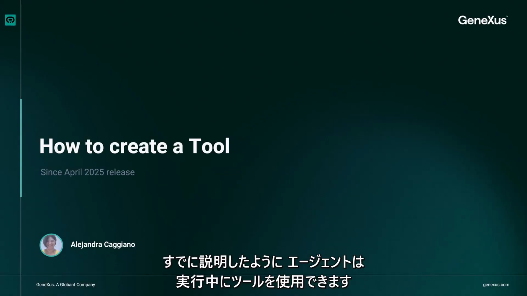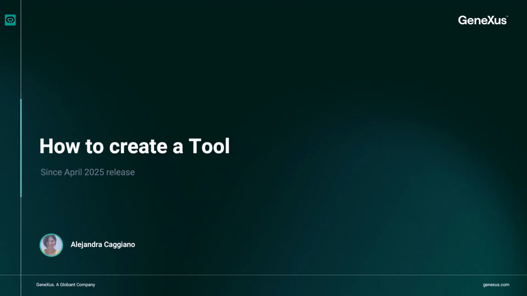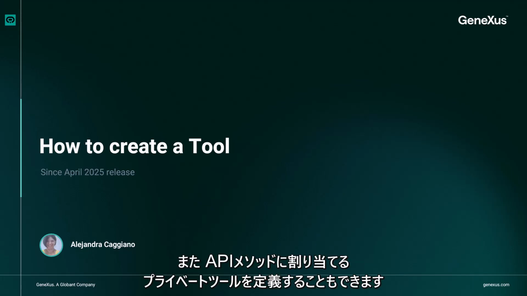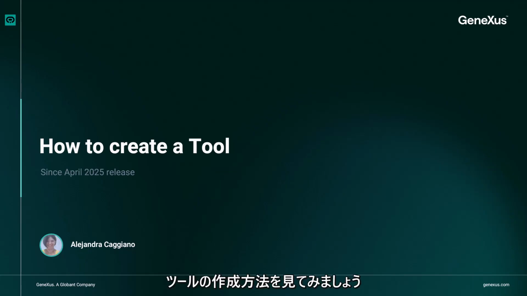As already mentioned, agents can use tools during their execution. Globant Enterprise AI Lab offers pre-configured public tools that are available by default in each project. In addition, it is also possible to define private tools that are assigned to an API method. Let's see how to create a tool.